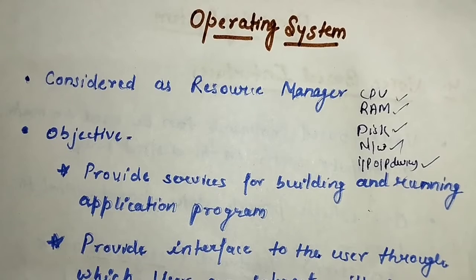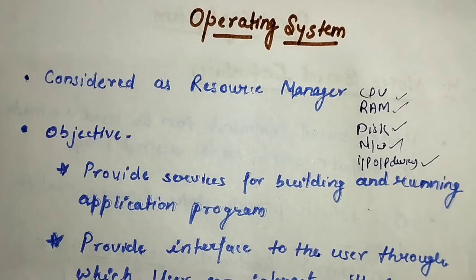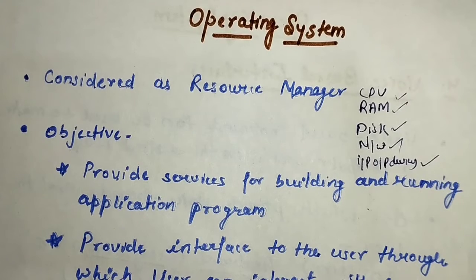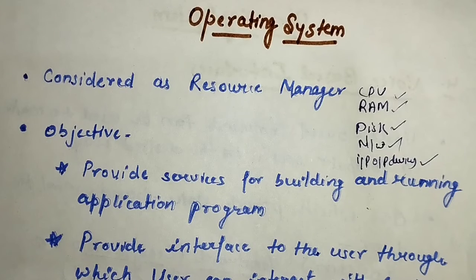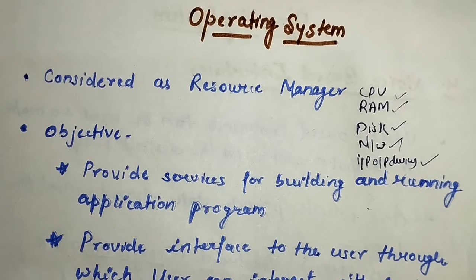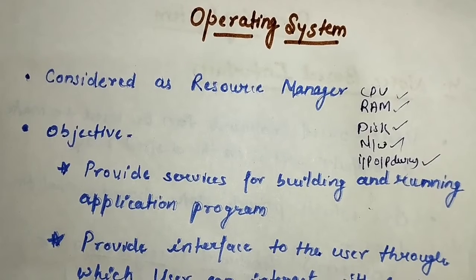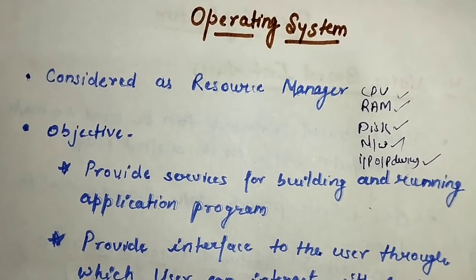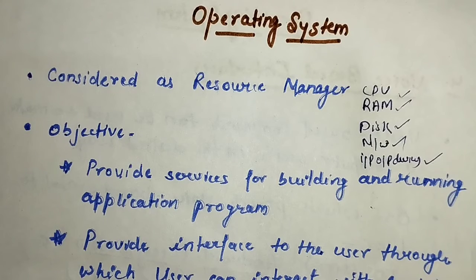So there are two objectives of operating system. The first objective is to provide the services for building and running the application program. What are the services that is provided by operating system? I have described in my previous lecture. I will mention the link of that video in my description box so that you can watch from there. And the second objective is to provide the interface to the user through which user can interact with the computer.